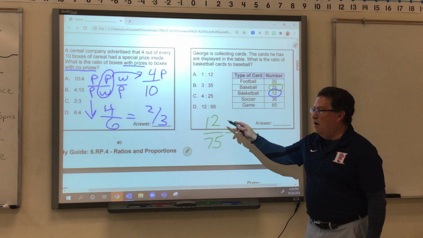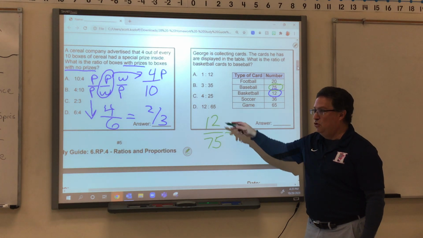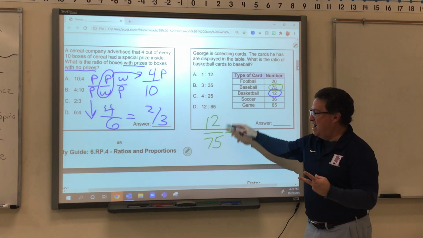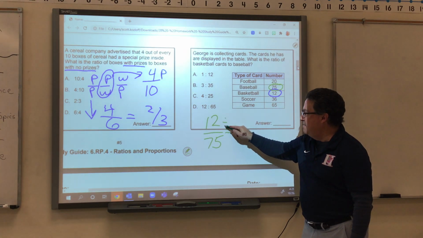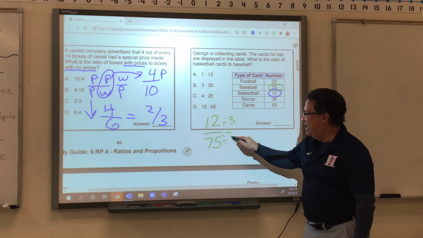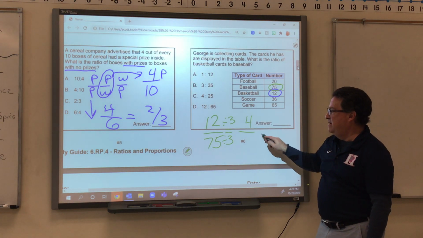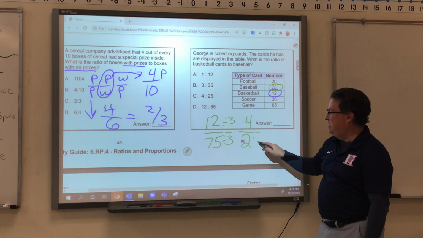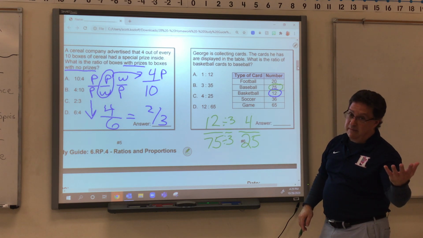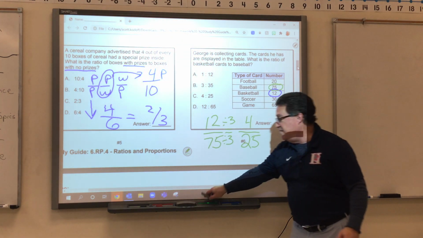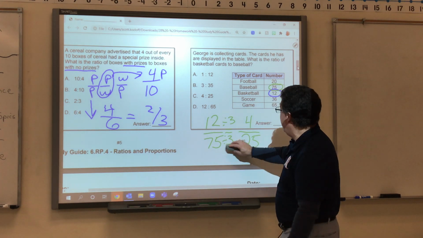So, I know after looking at a 2, they're not both even numbers. So I'm going to try to divide both of these by 3 because that's my next prime number. That gives me a 4 and a 25, which gives me my answer. Pause that, and if you haven't seen it, you'll figure it out.